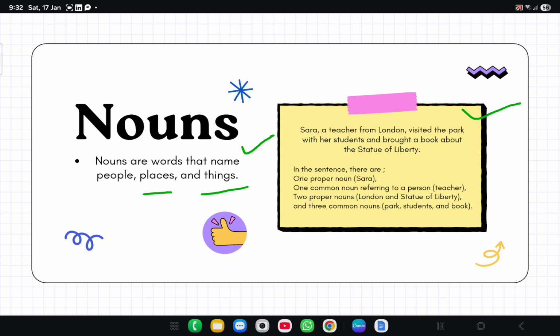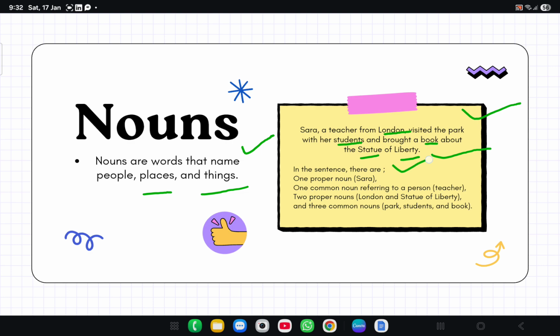So in this, many examples are given. For example, book, liberty, statue, students, London. Like this, many nouns are given. How can we recognize these nouns in the sentences? That we are going to know. These nouns will help you to understand and recognize them in the sentences.